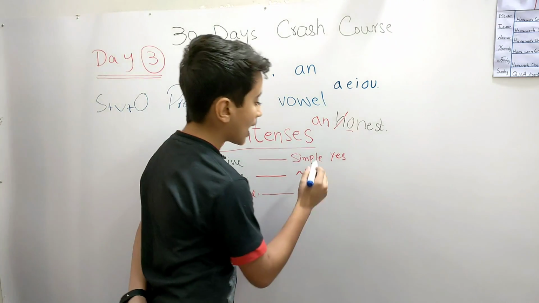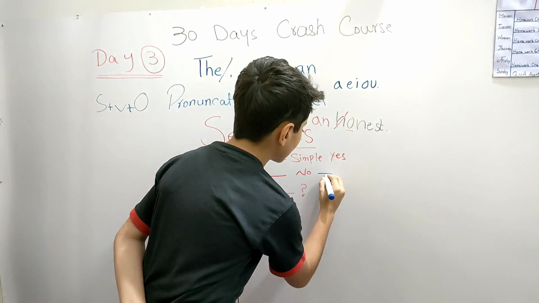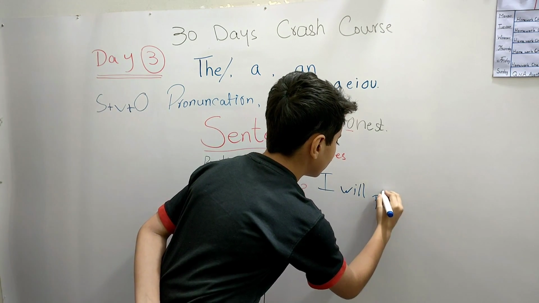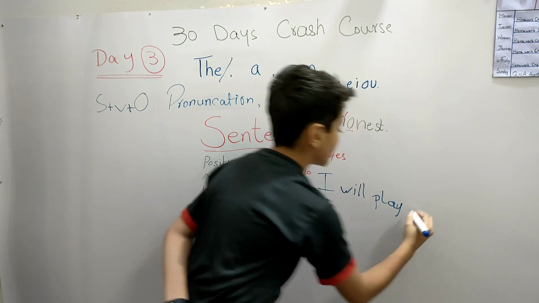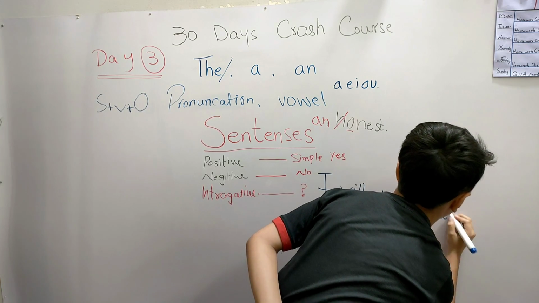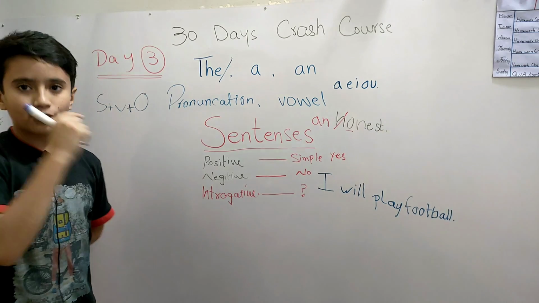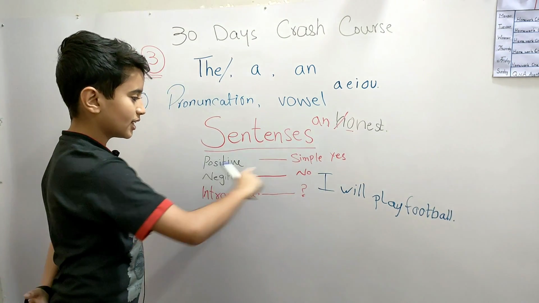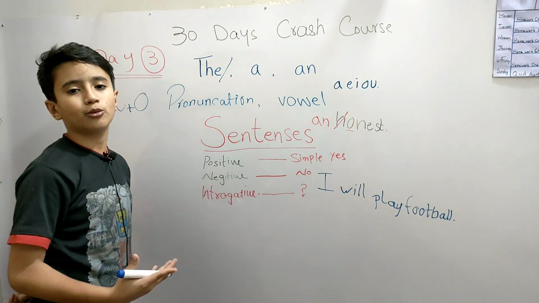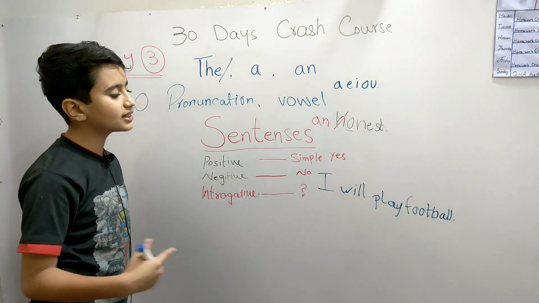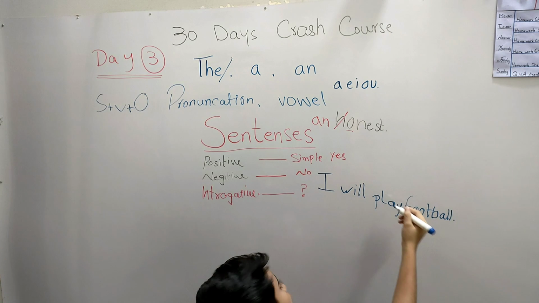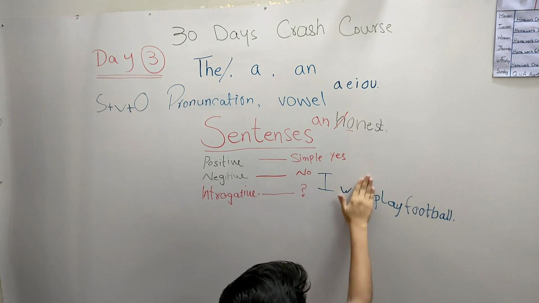For example, I will play cricket. For example, football. I will play football. So what is this? This is positive. You are saying yes, I will play football. You are saying yes, I will. And then we have the second. We have will not. I won't or will not. It's up to you. Let me just change this to won't.